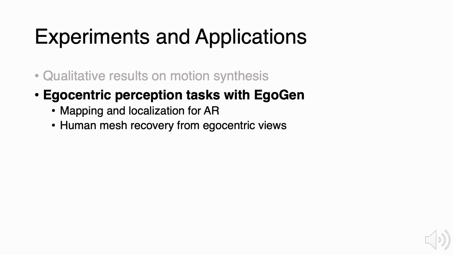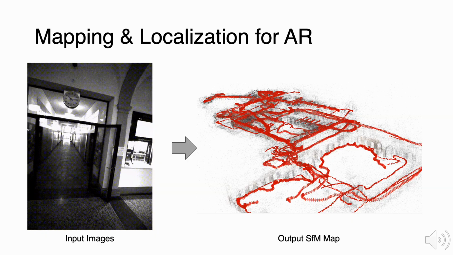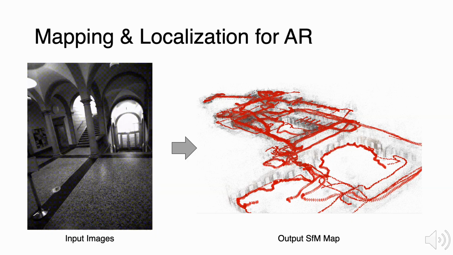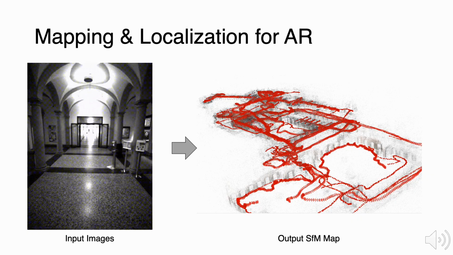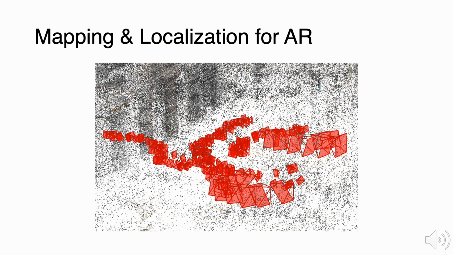In the last part, we present qualitative results of egocentric perception tasks benefiting from the synthetic data generated by EgoGen. These tasks include mapping and localization for AR, as well as human mesh recovery from egocentric views. Mapping and localization for AR aims to build a structure from motion map, using images captured by head-mounted devices as input, and to localize images with the map. Despite extensive data collection, mapping images in large open spaces remains sparse, as shown by the red cameras.